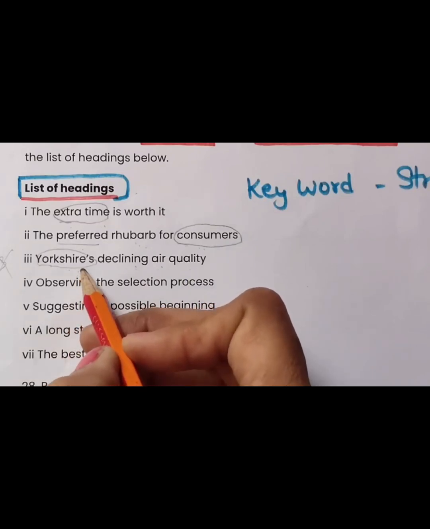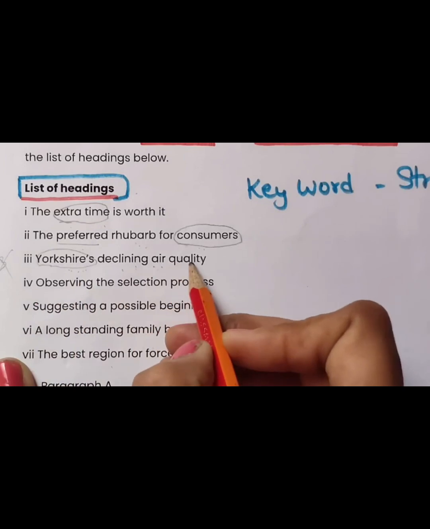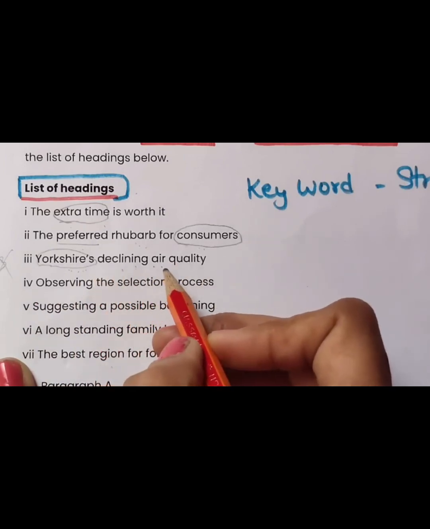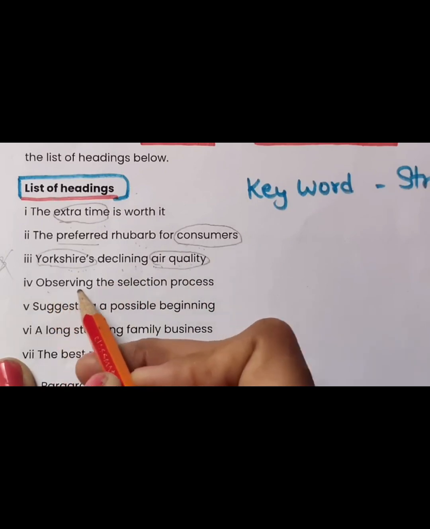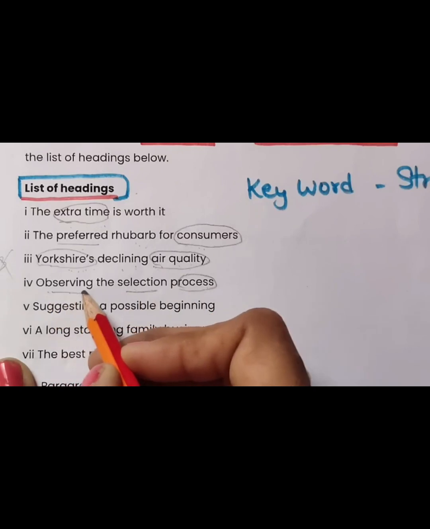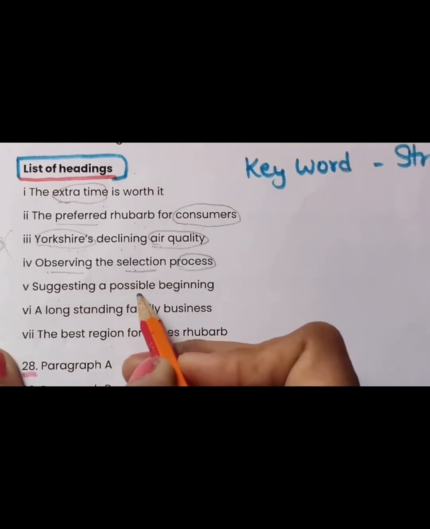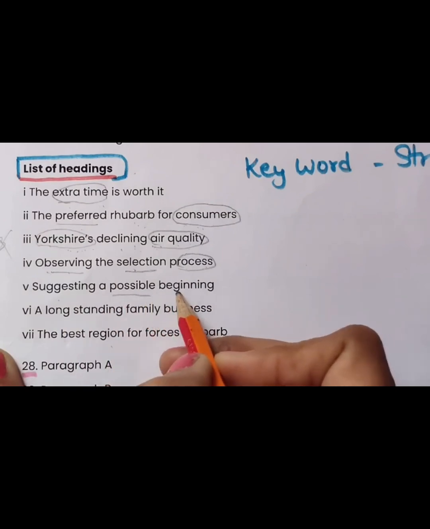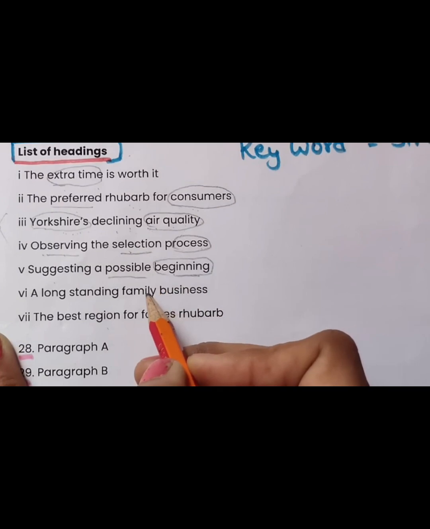You can comment to me in my comment box. Where is this city or place? Declining air quality. Okay, so this place, declining air quality, they may be talking about some pollution and all. Fourth, observing the selection process. Selection process, some observation is there and selection process. Fifth, suggesting a possible beginning. Okay, some beginning of new life, something may be there. So I'm just guessing.